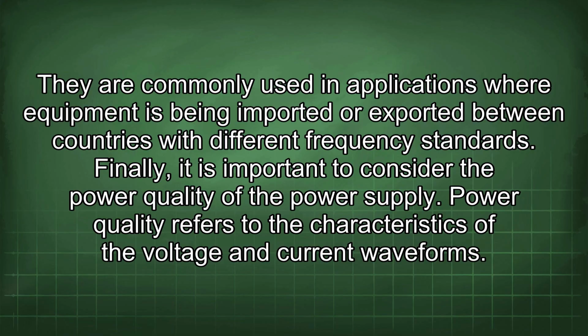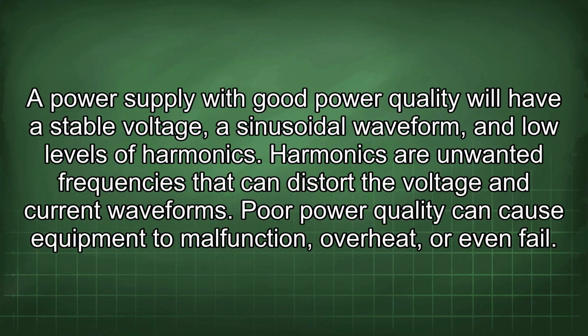Finally, it is important to consider the power quality of the power supply. Power quality refers to the characteristics of the voltage and current waveforms. A power supply with good power quality will have a stable voltage, a sinusoidal waveform, and low levels of harmonics. Harmonics are unwanted frequencies that can distort the voltage and current waveforms. Poor power quality can cause equipment to malfunction, overheat, or even fail.